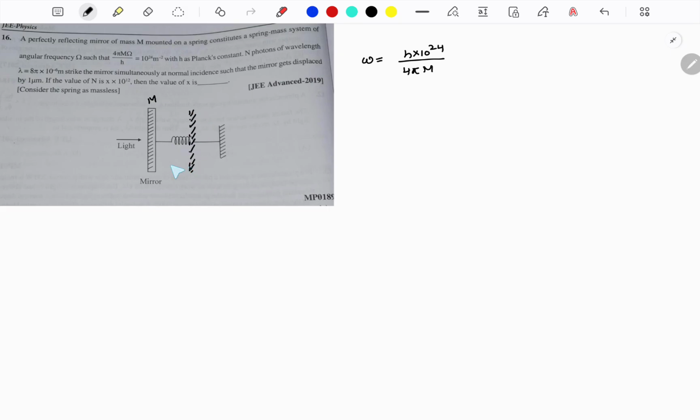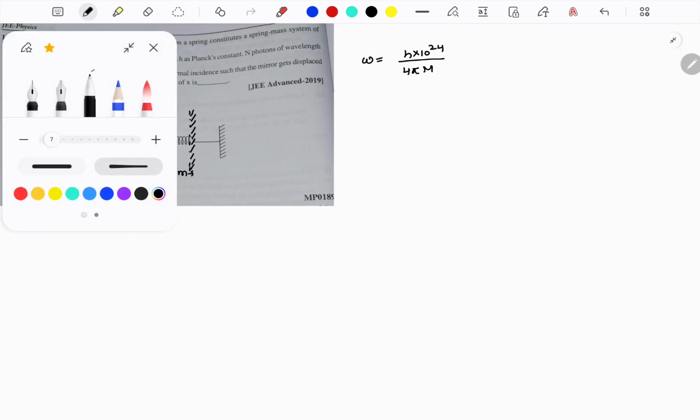they have given it to be 1 micrometer. And this would be the amplitude. If the value of n is this, then the value of x is what? It means in short, they are asking the value of n, where n is the number of photons. Let me solve it for you.